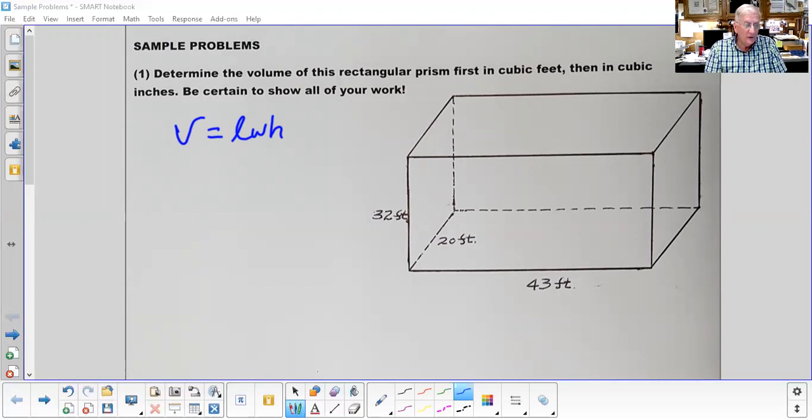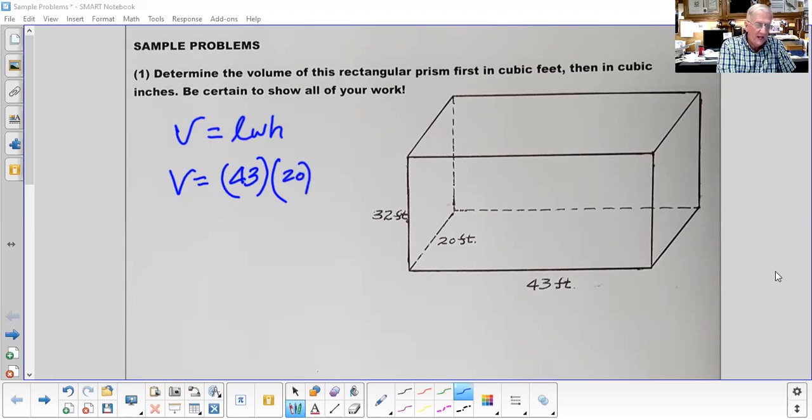Okay, so let's plug in the numbers. Well, usually the longest dimension is referred to as the length. So we will put V equals 43 times the width. Well, since the width would kind of be on the bottom there, we'll do 20. And the height is 32.